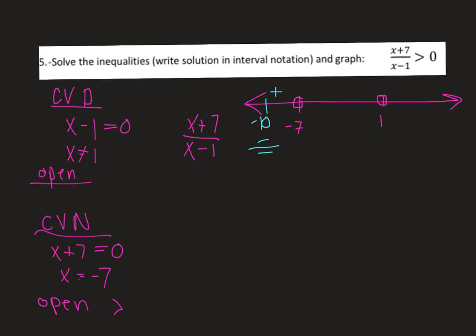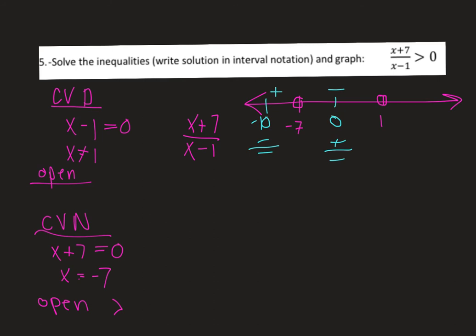Then I'm going to pick something in the interval between -7 and 1. 0 is in that interval, so I'm going to pick it. I always pick 0 if it's in my interval, because it's super easy to work with. 0 plus 7 is positive. 0 minus 1 is negative. A positive divided by a negative is a negative.